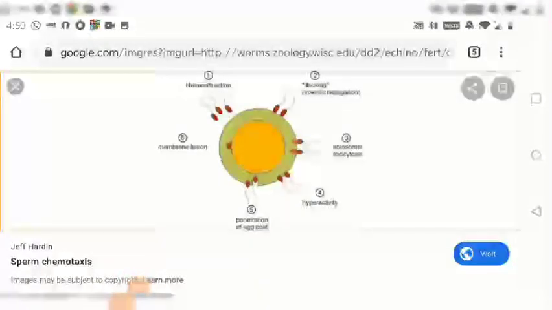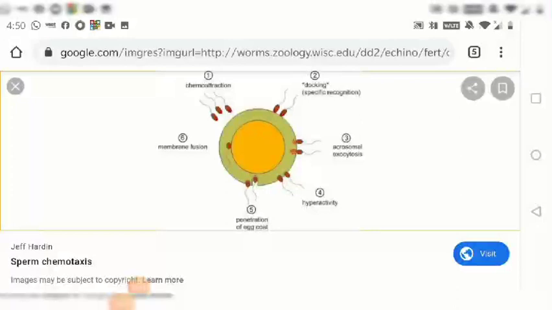Hi everyone. So till now we're going through the mechanism of fertilization. Under that, next we'll see about chemotaxis. So what is this chemotaxis? Sperm chemotaxis is a form of sperm guidance in which sperm cells, spermatozoa, follow a concentration gradient of chemoattractant secreted from the oocyte, and thereby it reaches the oocyte.